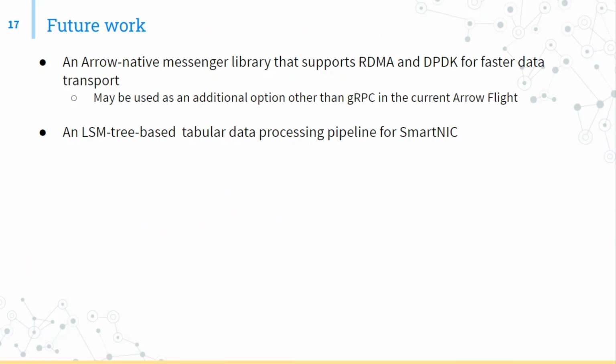Finally, please allow me to summarize my future work. I'm planning to implement an Arrow-native messenger for faster data transport using DPDK or RDMA. This messenger will be implemented as a library so that it can be used as an alternative to the gRPC transport in the current Arrow Flight, or to be integrated into some other pipelines if Arrow Flight is not needed.